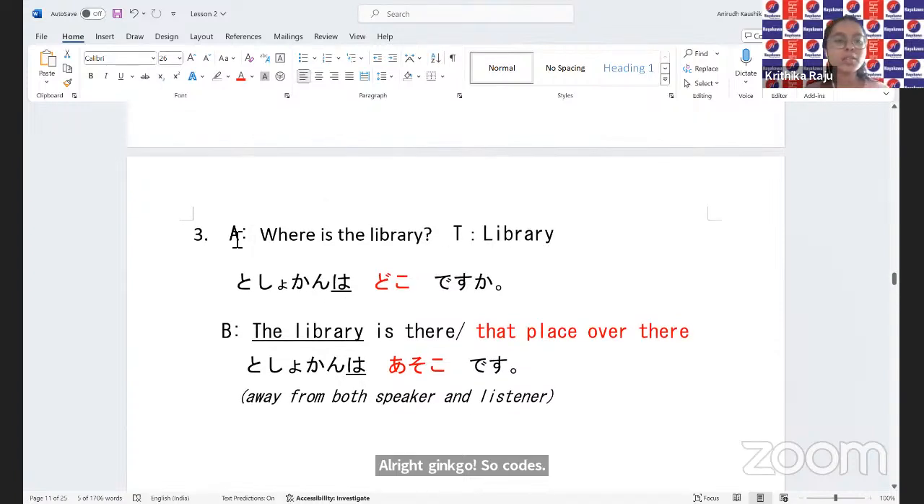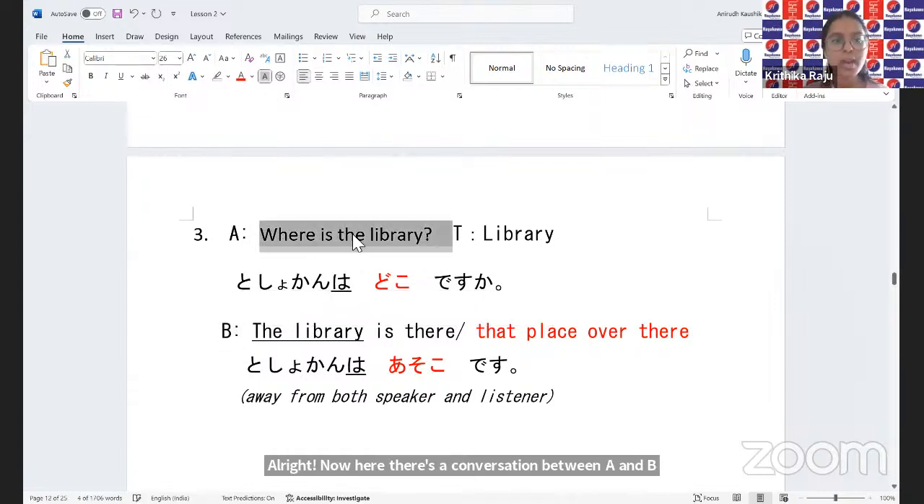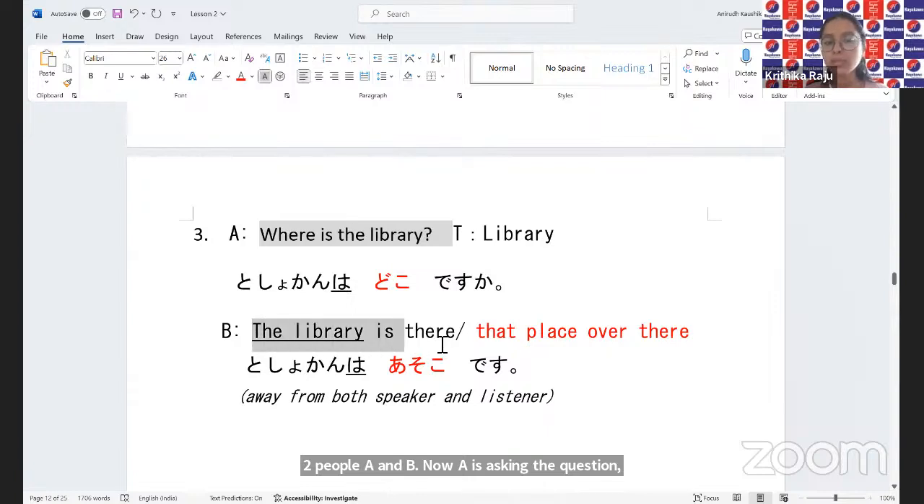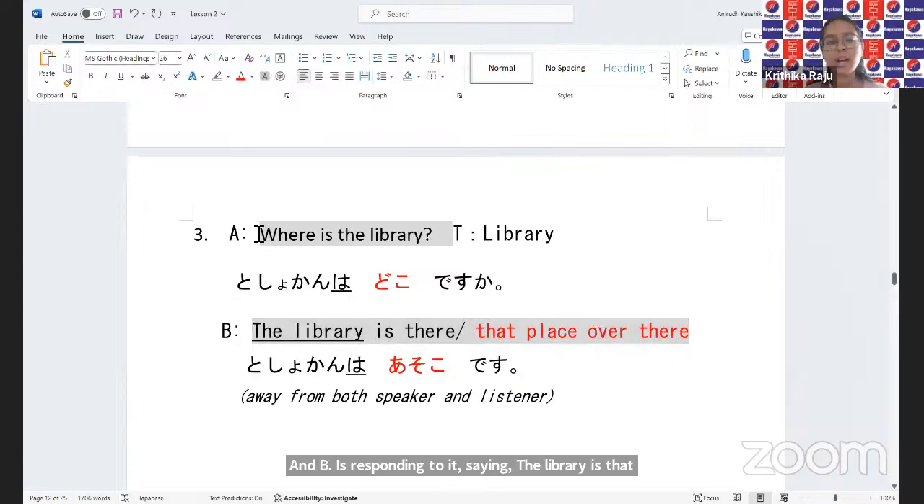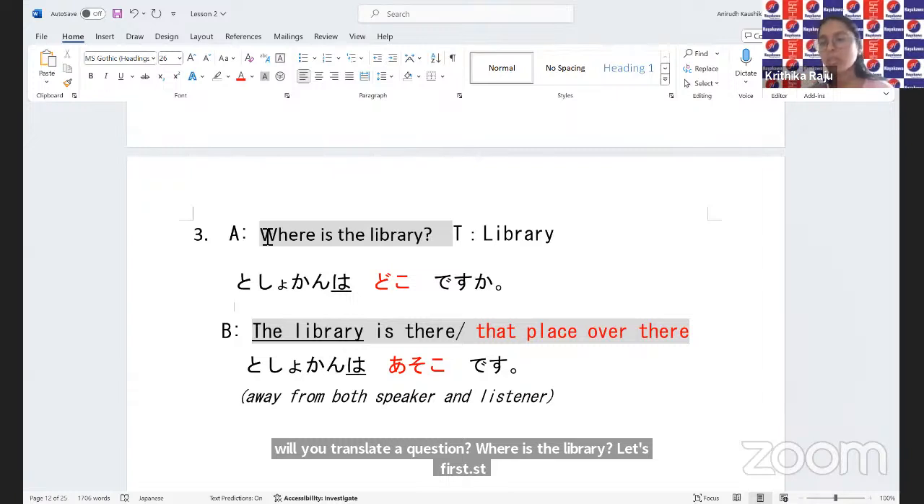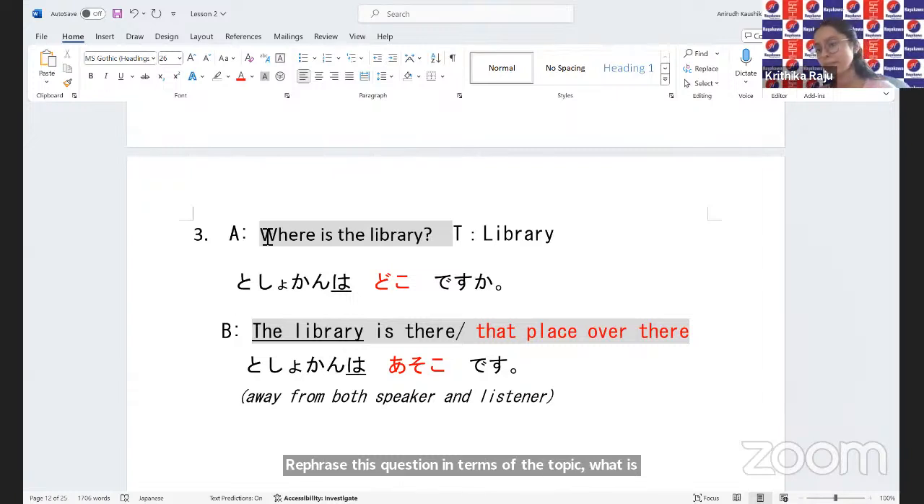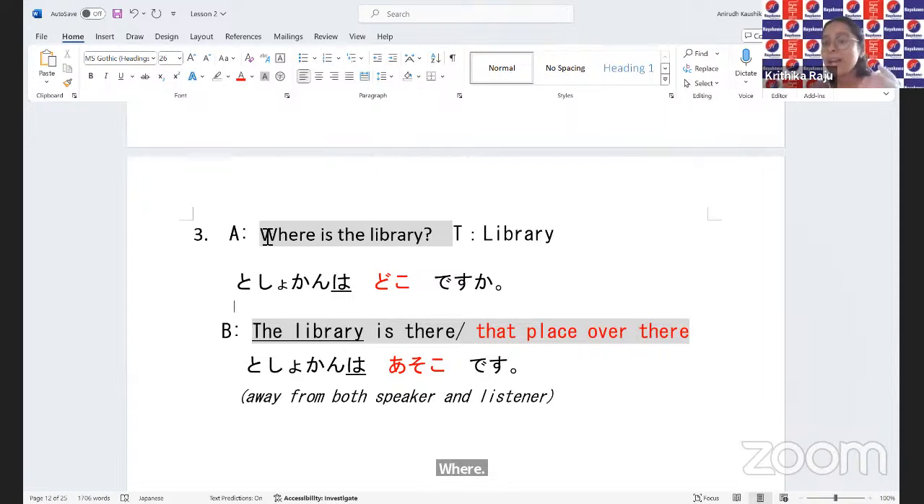Alright, now here there's a conversation between two people, A and B. A is asking the question, where is the library? And B is responding, the library is that place over there. How will you translate A's question? Let's first rephrase this question in terms of the topic. What is the topic of A's inquiry? The library. As for the library, which place is it? Where is the library? Right?